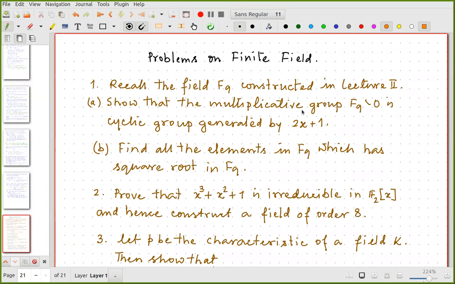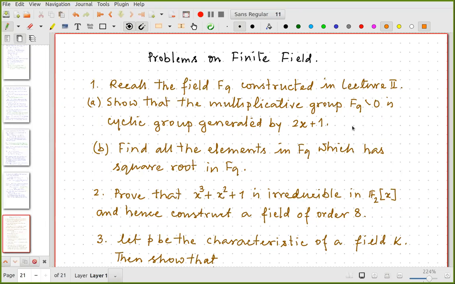So the first exercise was to prove that it is generated by 2x plus 1. Once the generator is given, it's not difficult to check. You just have to raise 2x plus 1 to various powers, and you would end up getting all the elements of the field, all the non-zero elements of the field, of course. So that would prove it.